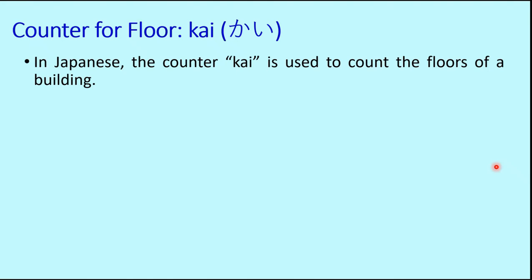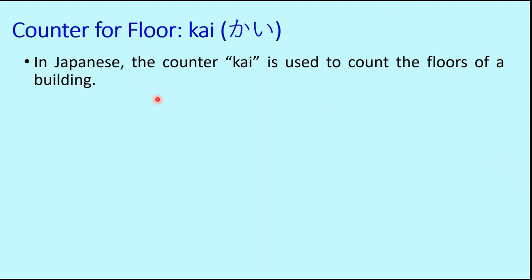In the last lesson, we started discussing counters. We gave you the meaning and definition of a counter, and we learned how we can ask the age of a person in Japanese. Today is the second lesson on counters, and today's counter is called kai. As you can see here written in hiragana, kai means floor.